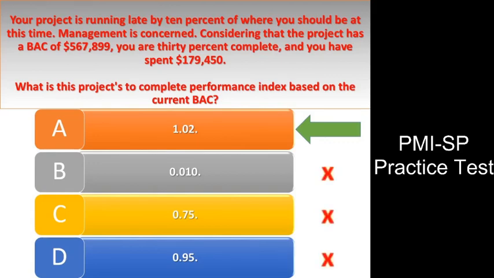Answer option D is incorrect. 0.95 is the project's TCPI value based on the estimate at completion. Answer option C is incorrect. 0.75 is the project's schedule performance index. Answer option B is incorrect. 0.010 is not a valid calculation.